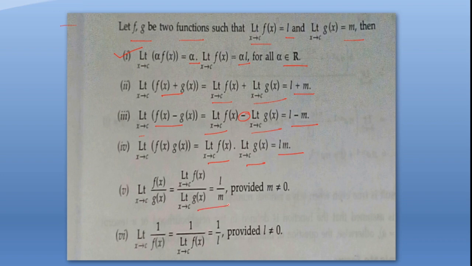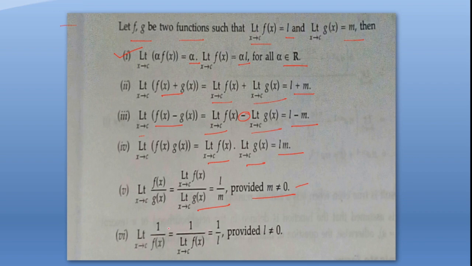And for division, as we always know, the denominator cannot be 0 for any division rule. That's why here the limit of f(x) by limit of g(x) as x tends to c will be L by m, provided m is not equal to 0.